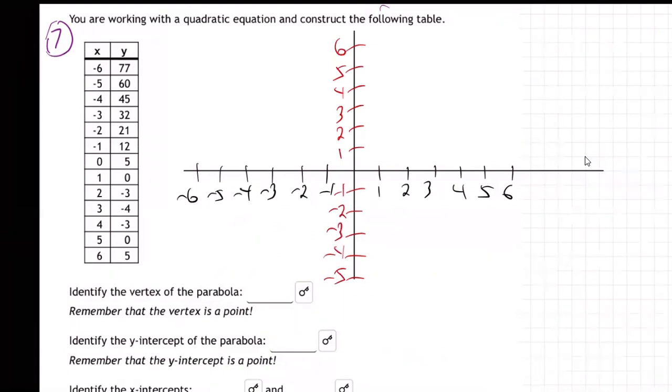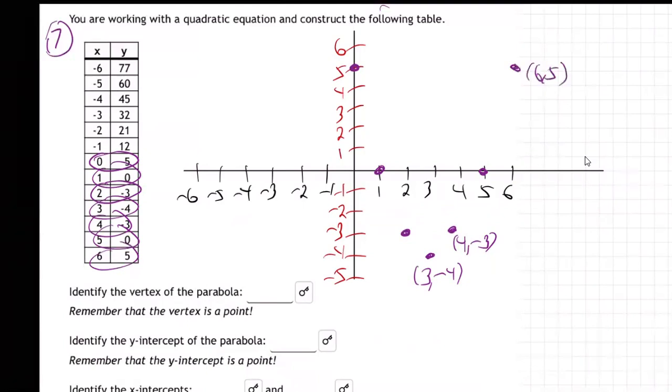Okay, let's graph some points here. So I'm going to start at 0, 5, over 0, up 5 right there. And 1, 0. 2, negative 3, over 2, down 3 right there. 3, negative 4 right there. 4, negative 3 right there. So this is the point over 3, down 4. This is over 4, down 3. 5, 0 right there. 6, 5, over 6 up 5.